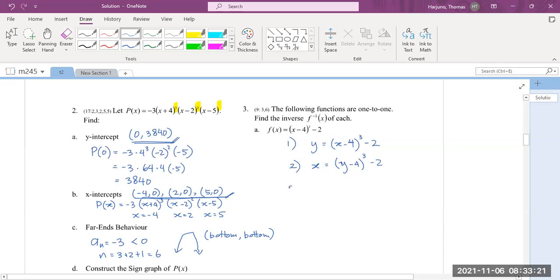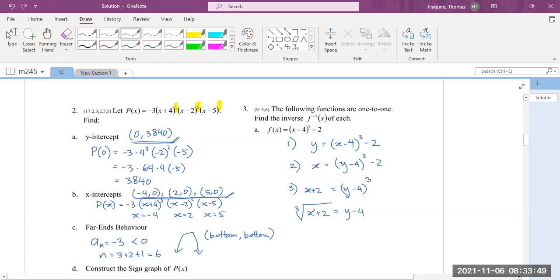And then step 3, we solve for y. So I add 2 first. And then I do the cube root. Now, the nice thing is the cube root is a one-to-one function. Therefore, when we apply the cube root, we don't need to worry about the positive or negative branch. There's no restriction in the domain either.